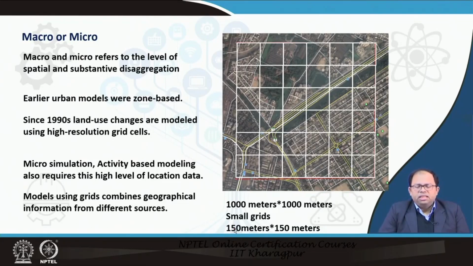If you can see in this particular image, instead of taking TAZs, a 1000 by 1000 meter grid is taken. This is the larger grid, and within this we have a 150 by 150 grid.